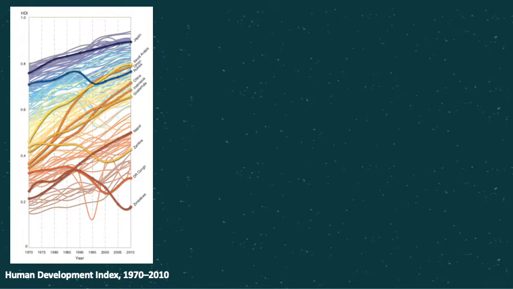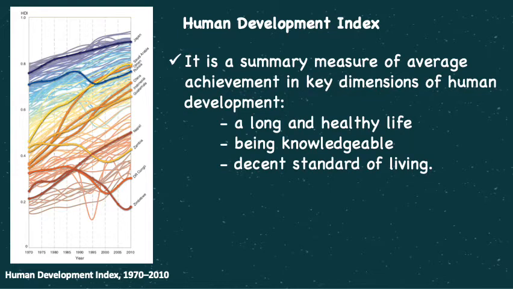This complex graph shows the Human Development Index, or HDI, of more than 100 countries over a period of 40 years. The Human Development Index is a key part of the Human Development Report that is published by the United Nations Development Program every year since 1990. The Human Development Index is a comprehensive assessment of human well-being in different countries of the world.